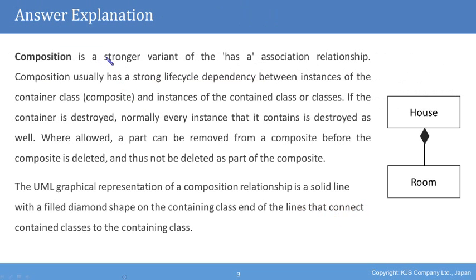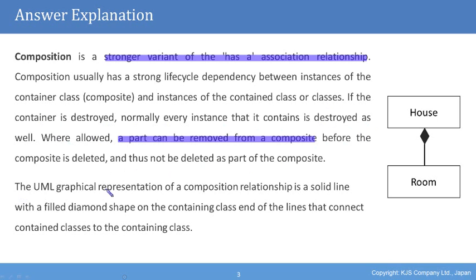Composition is a stronger variant of the has-a association relationship. Composition usually has a strong lifecycle dependency between instances of the container class, or the composite, and instances of the contained class or classes. If the container is destroyed, normally every instance that it contains is destroyed as well. Where allowed, a part can be removed from a composite before the composite is deleted, and thus not be deleted as part of the composite.